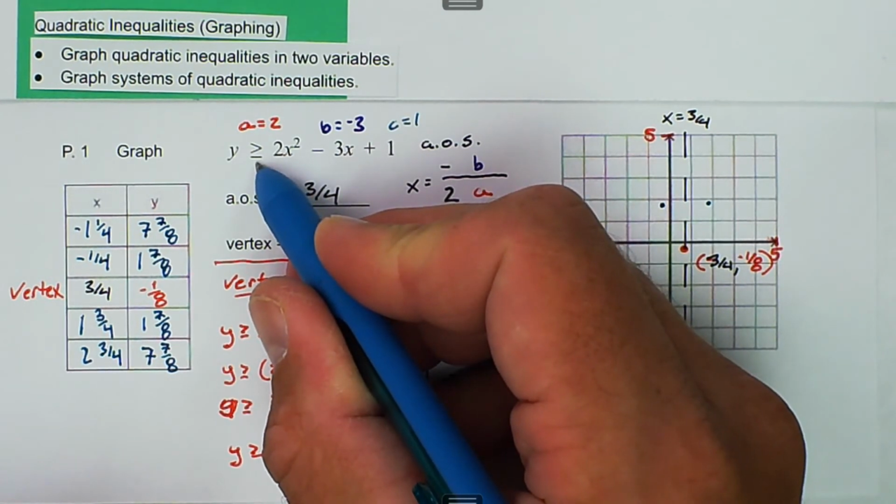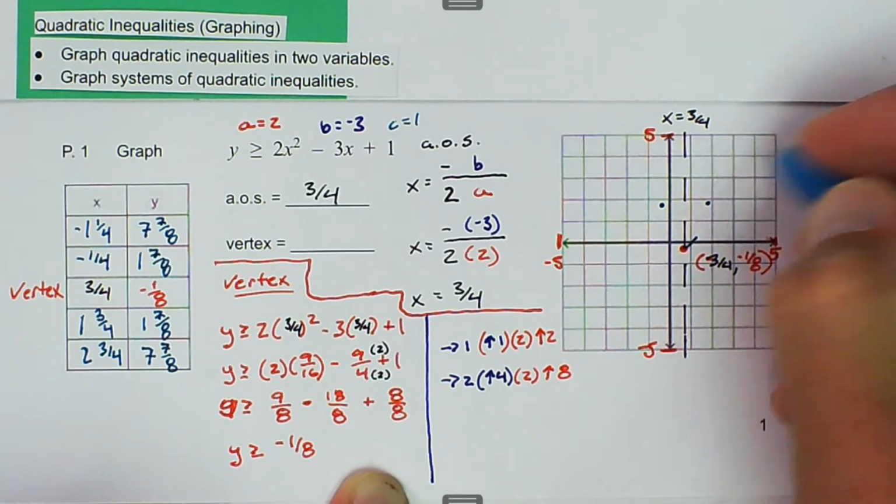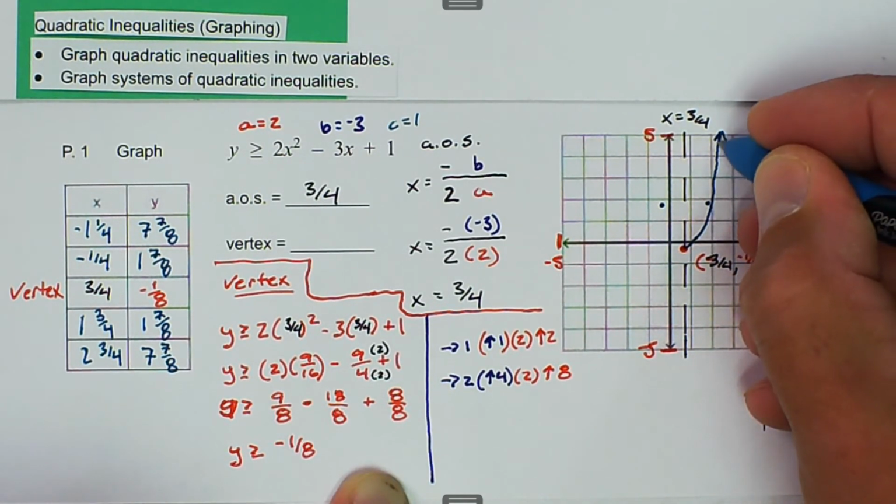This one is going to be a solid line because of the equal sign. So we can just sketch a parabola that goes through. I kind of missed my point there.